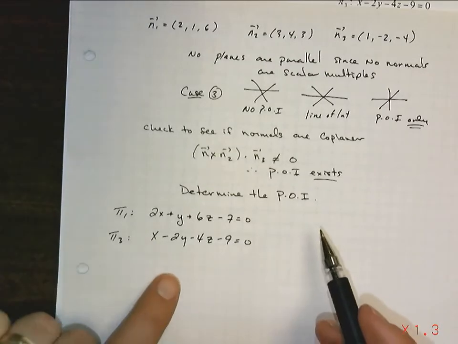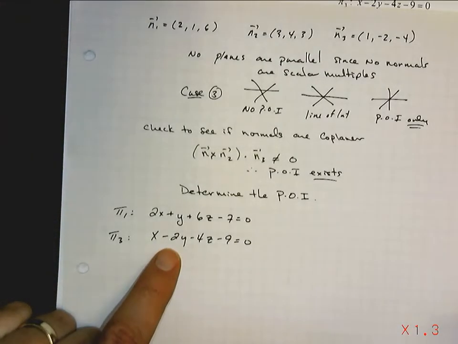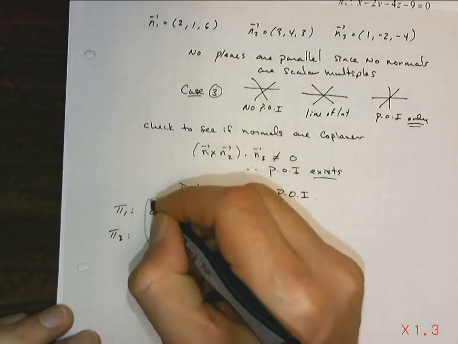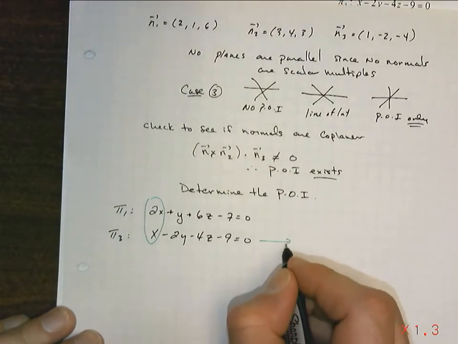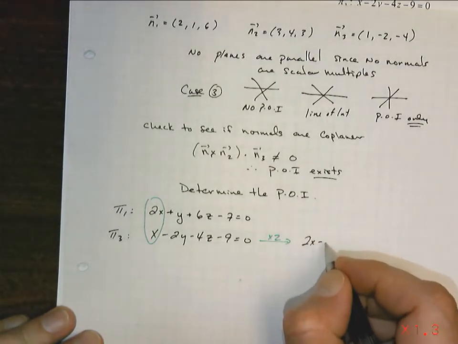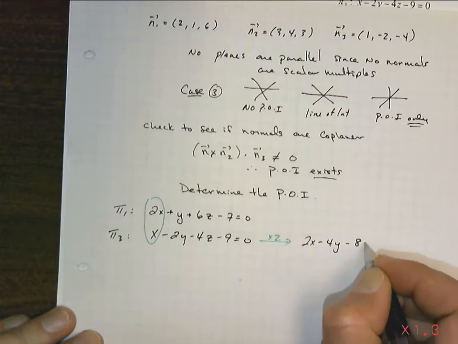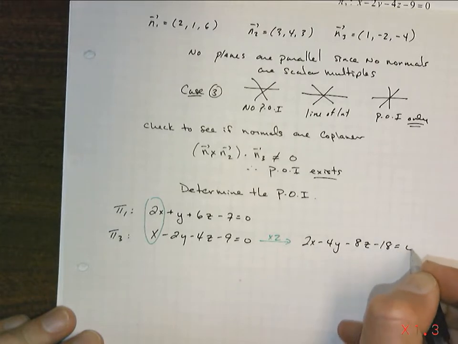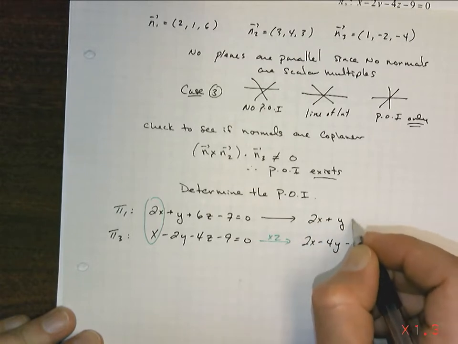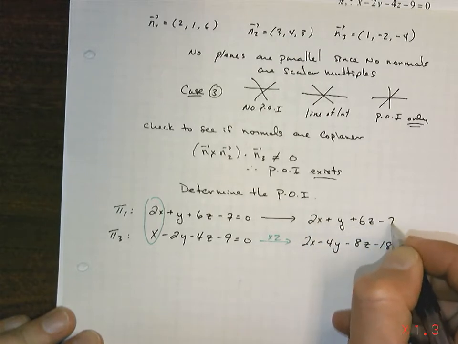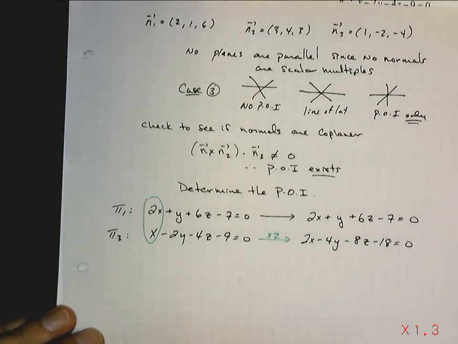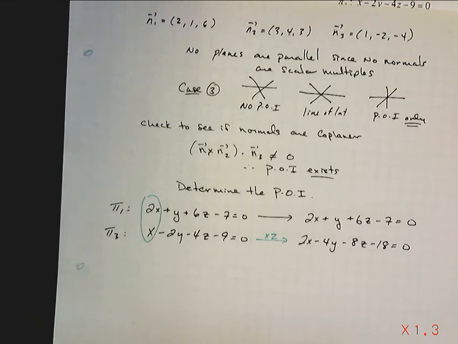So now what I want to do is eliminate a variable. The variable I'm choosing to eliminate is x. So I'm going to multiply the bottom one by 2, which is going to give me 2x minus 4y minus 8z minus 18 equals 0. And the top one just comes across: 2x plus y plus 6z minus 7 equals 0. Now, using elimination, which should be something that you're fairly good at, I'm looking for my red pen.